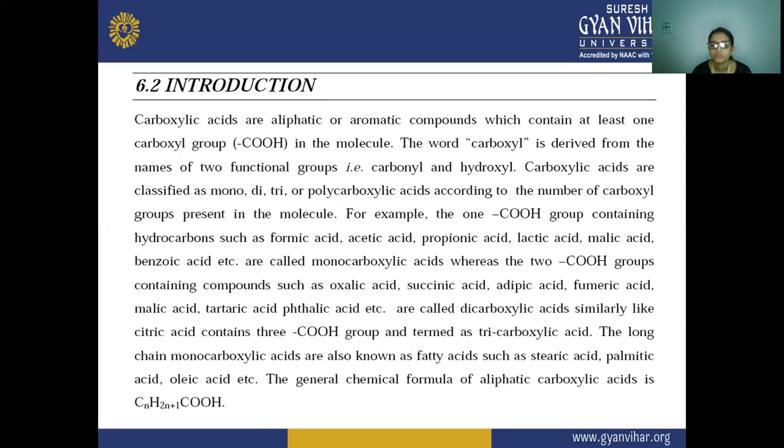Whereas the compounds containing two COOH groups, such as oxalic acid, succinic acid, adipic acid, fumaric acid, malic acid, and tartaric acid, are the hydrocarbons that contain two COOH groups in their structure. That is why they are known as dicarboxylic acids.